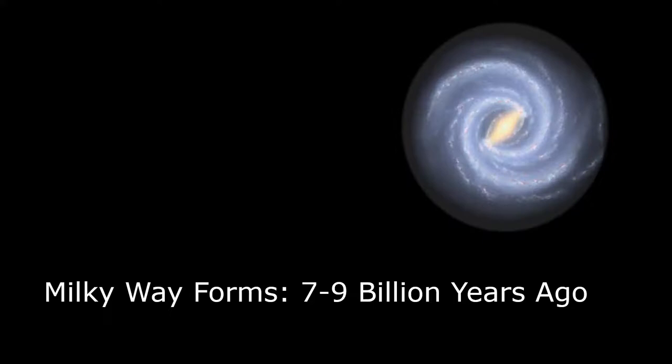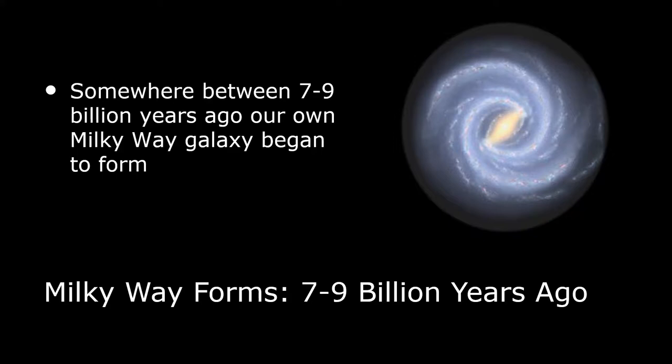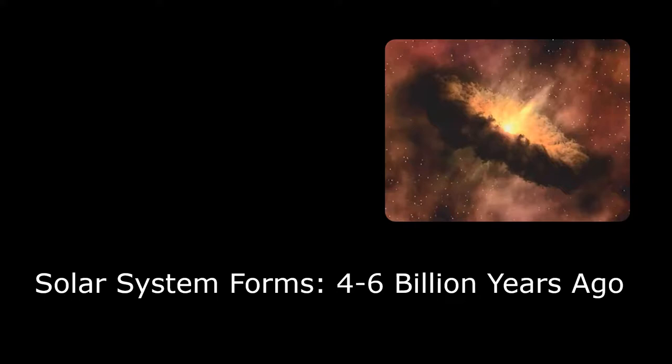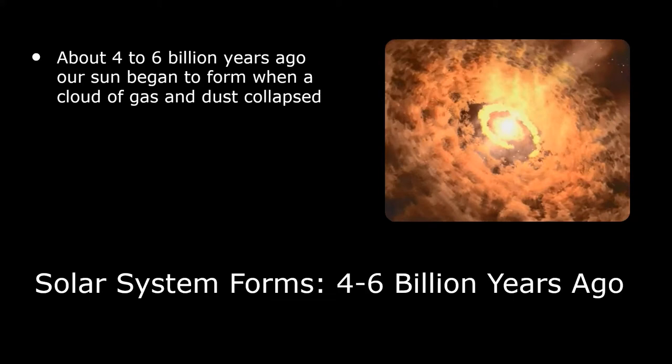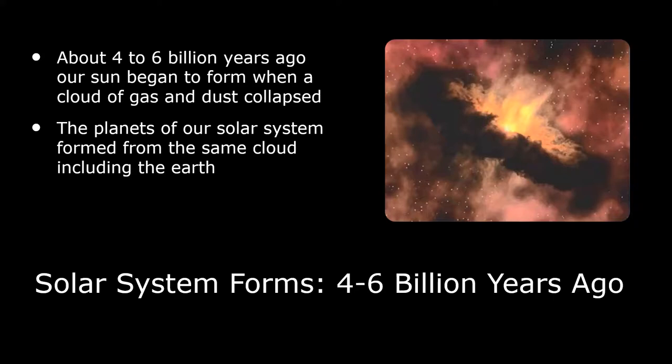Somewhere between 7 to 9 billion years ago, our Milky Way galaxy began to form. And then our solar system formed. About 4 to 6 billion years ago, our sun began to form when a cloud of gas and dust collapsed. The planets of our solar system formed from the same cloud, including the Earth.